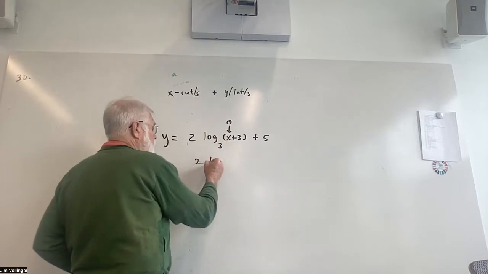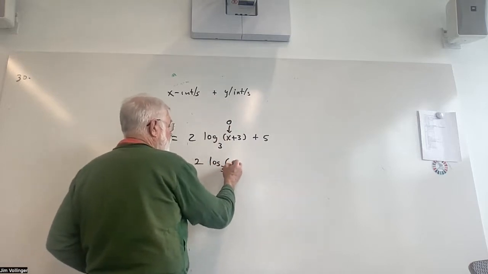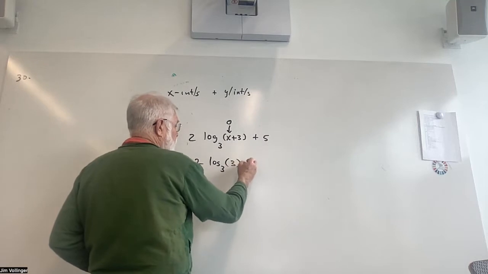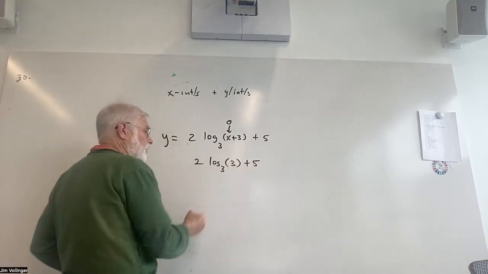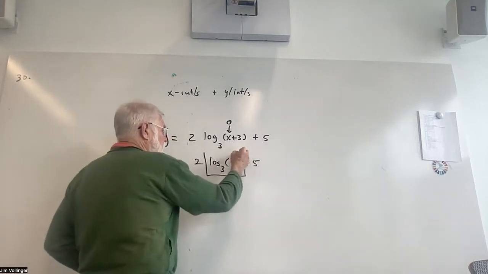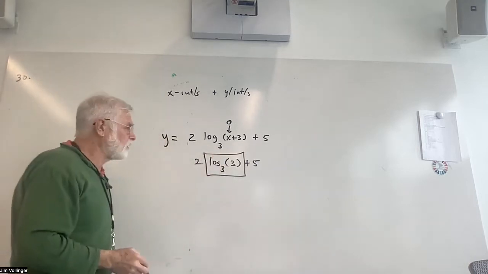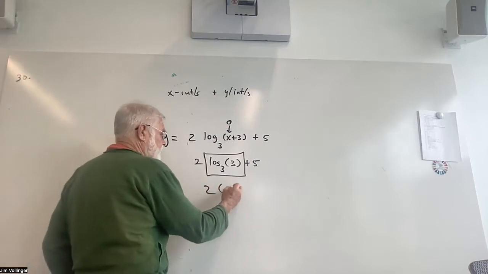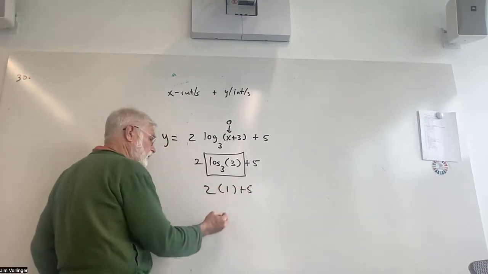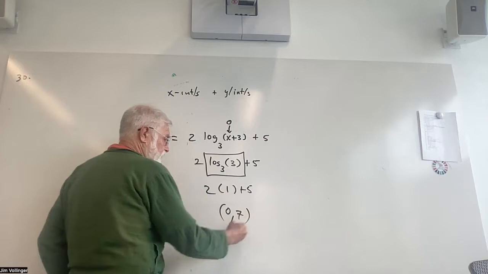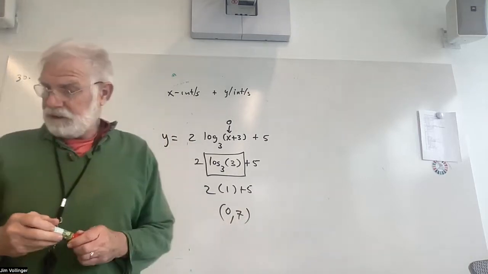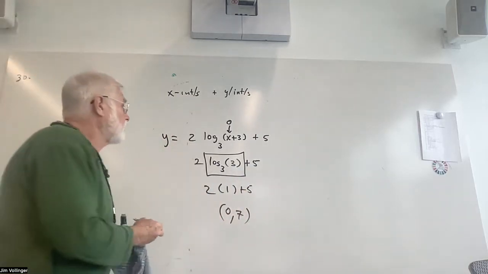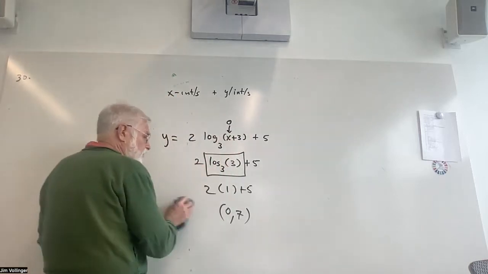That gives us 2 log base 3 of 0 plus 3, which is 3, plus 5. Everyone in the class is capable of doing this; the most intellectually challenging part is taking that logarithm. So 2 times 1 plus 5. What was the y-intercept? 7.